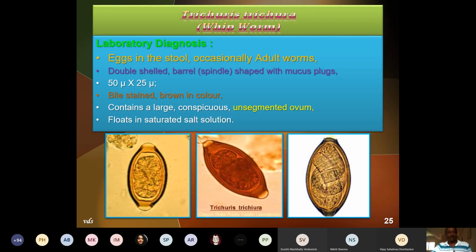Okay. For the laboratory diagnosis, stool is collected. We may even observe the adult worm of the parasite if it is excised from the intestine. It may come along with the feces. So the adult worm occasionally may be seen, or you observe the typical eggs, which are double-shelled, barrel-shaped with mucus plugs, 50 micron to 25 micron in size, bile-stained, which are brown in color, contains unsegmented ovum, and they can float in the saturated salt solution.